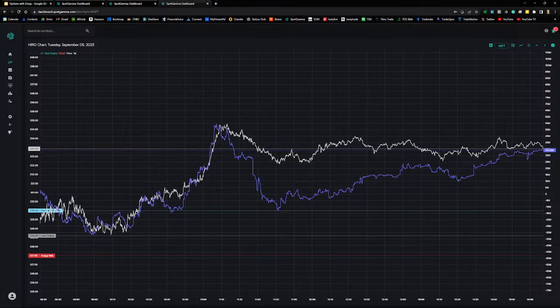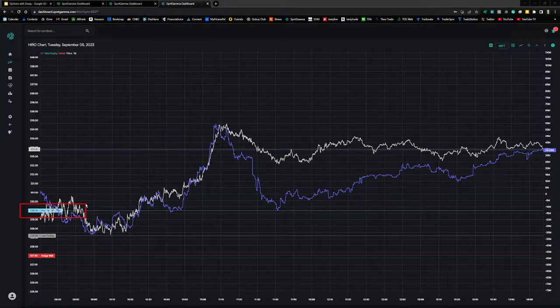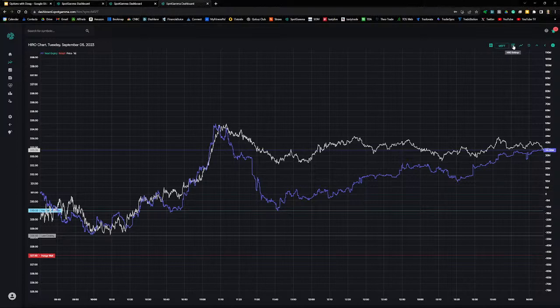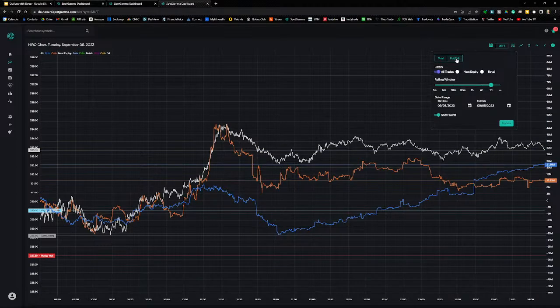So for Microsoft, the key gamma strike is 330. Some chop around that level this morning, and now Microsoft is trading well above that level. So today traders are buying calls and selling puts.